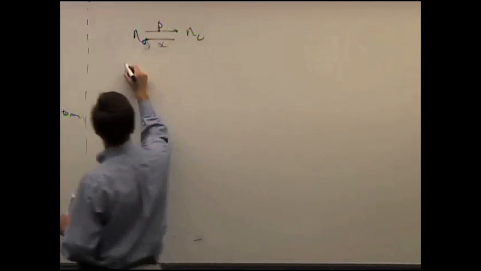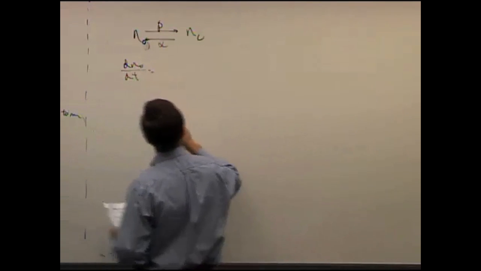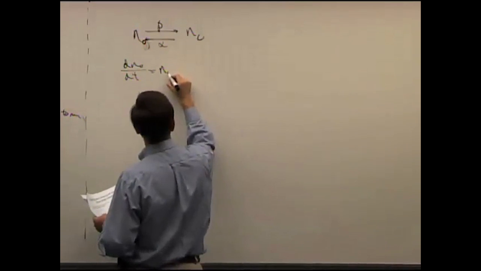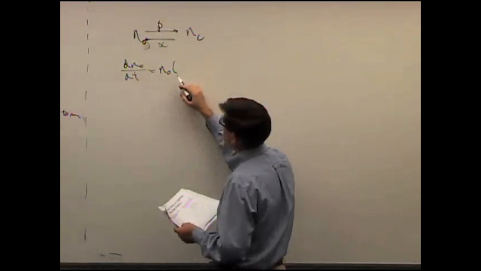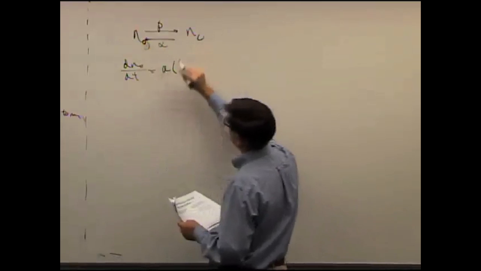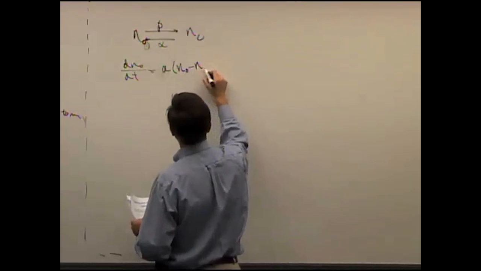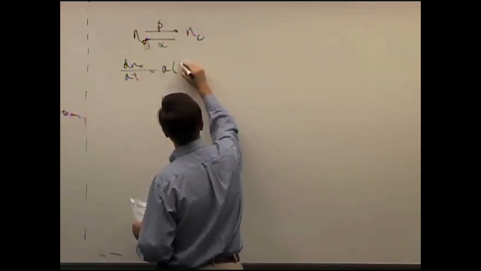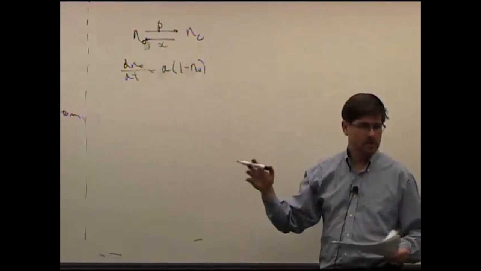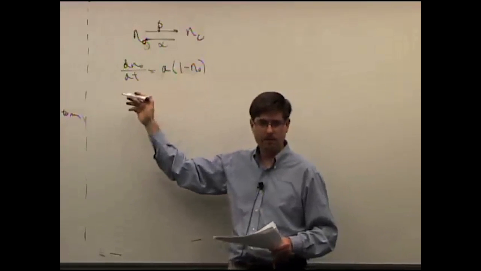We can look at the change in the open state over time. It's going to be alpha times the number of closed, which is going to be 1 minus n open, minus... We're going to talk about total probability, so 1 being the maximum. If all of them are open, there's nobody left to open up, right?